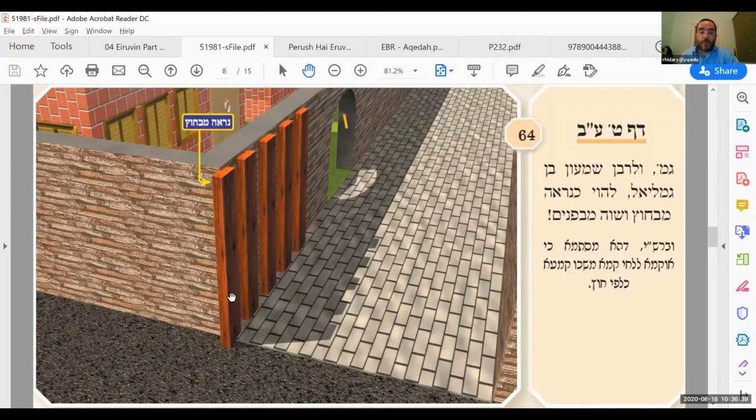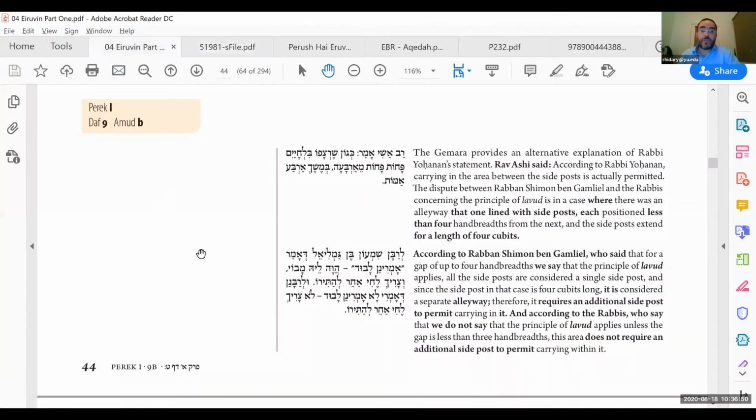And so the problem created with this big lechi is a different problem altogether, of creating a new mavoy, but with just a simple lechi one can carry in front of it. And that's how we answer that question.